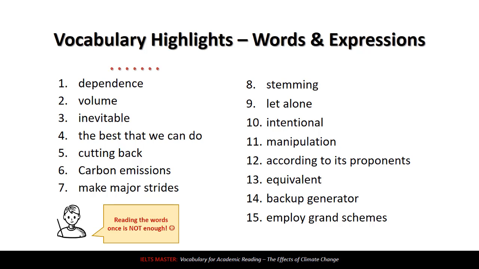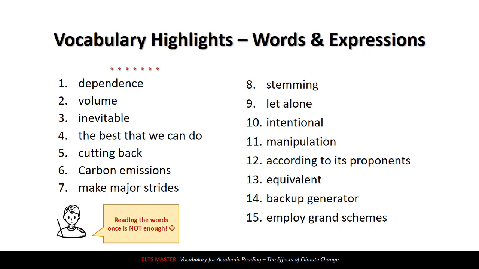Before we continue, let's review these words and expressions real quickly. Number 1 is dependence. Number 2, volume. Number 3, inevitable. Number 4, the best that we can do. Number 5, cutting back. Number 6, carbon emissions. Number 7, make major strides. 8, stemming. 9, let alone. 10, intentional. 11, manipulation. 12, according to its proponents. 13, equivalent. 14, backup generator. And 15, employ grand schemes.